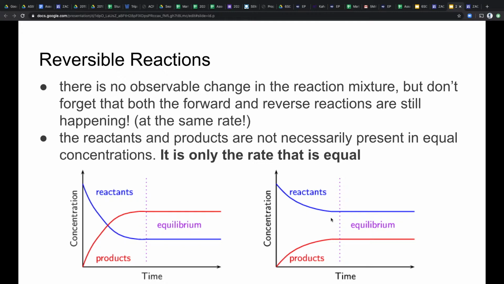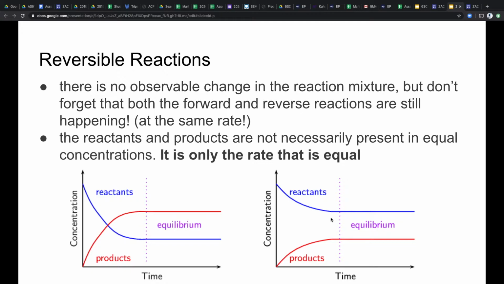It's the rate that's equal. And the reactants and products don't necessarily have the same concentrations at equilibrium. That's important, right? So the rates are equal, but at equilibrium you might still have a heap more product than reactant, or vice versa. And that's what the graph's showing here.